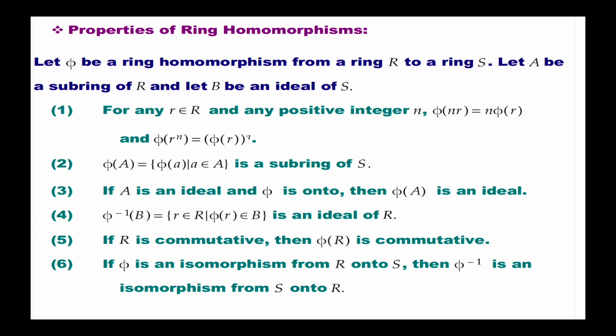Third one is, if A is an ideal and φ is onto, then φ(A) is an ideal. Fourth one is, φ⁻¹(B) = {r belongs to R such that φ(r) belongs to B} is an ideal of R. Fifth one is, if R is commutative, then φ(R) is commutative. Sixth one is, if φ is an isomorphism from R onto S, then φ⁻¹ is an isomorphism from S onto R.